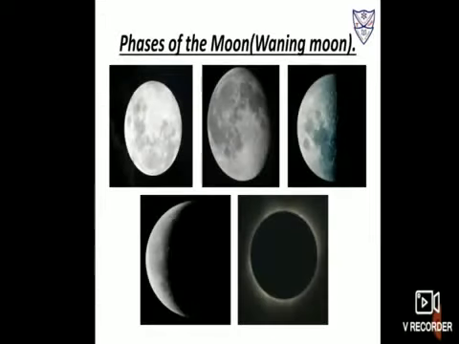And in this slide you will see that the size of the lighted part of the moon is decreasing. So here you will see first Purnima, or we can say full moon, then waning of gibbous moon, third quarter, waning of crescent moon, and last you will see new moon. So this we are saying waning moon. So here the size of the lighted part of the moon is decreasing.